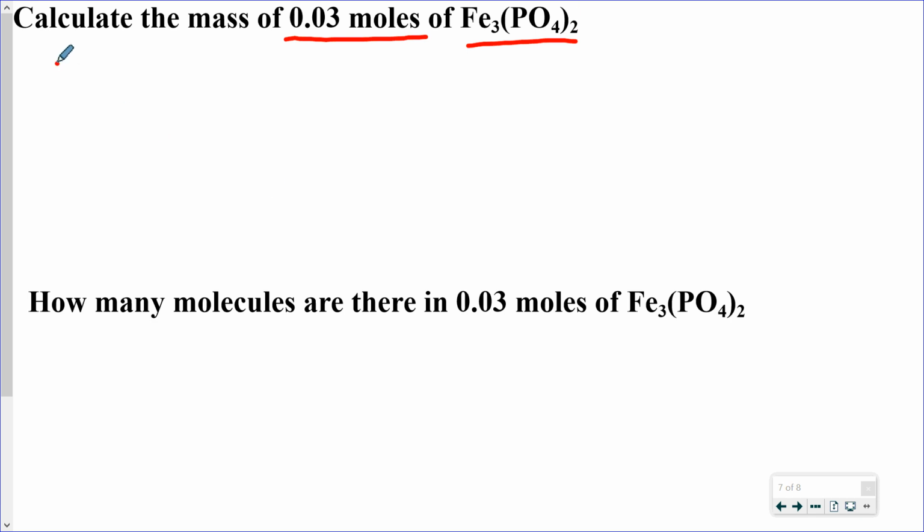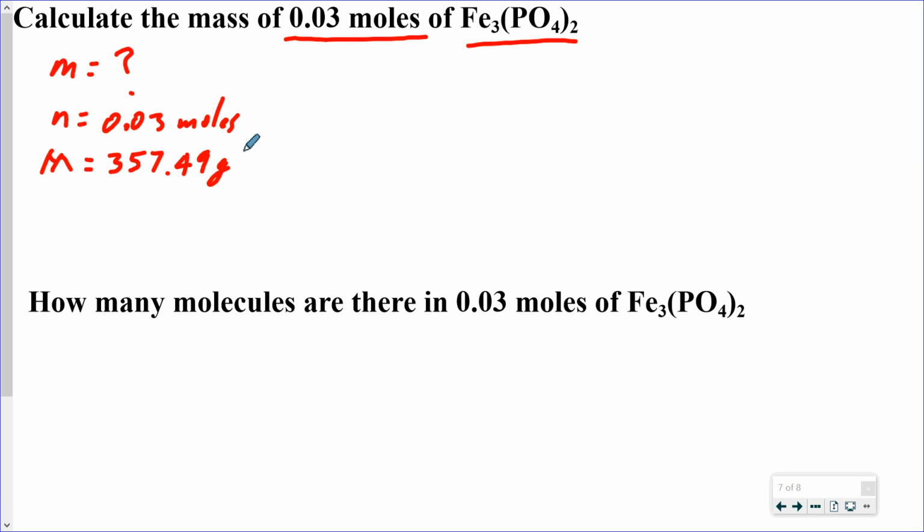Let's write down what we have. Mass is what we're trying to figure out. Moles, we have 0.03. Always writing down the units. Molar mass for the iron 2 phosphate, we calculated this before, and that was 357.49, so I'm not going to show you how to do it again, grams per mole. Our equation was the number of moles is equal to the mass divided by the molar mass.